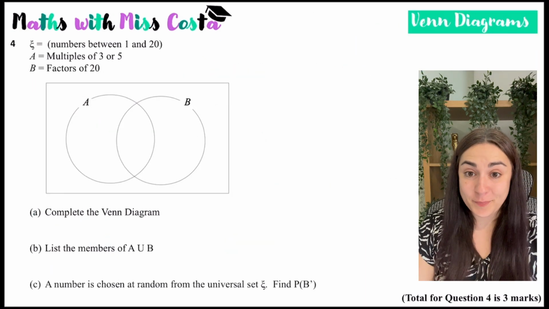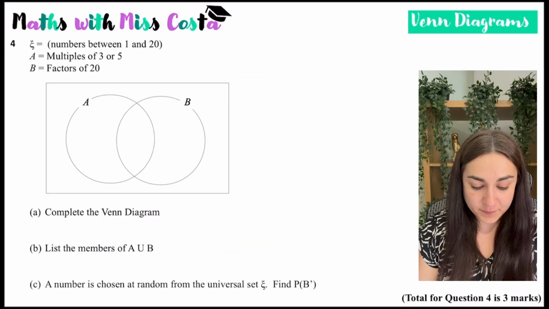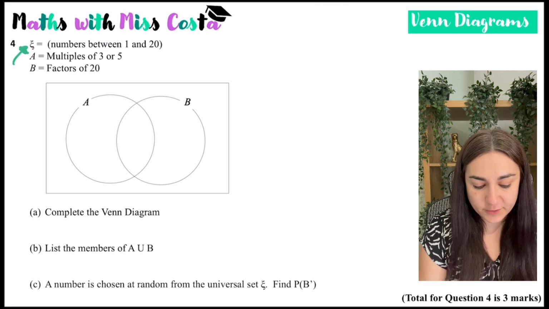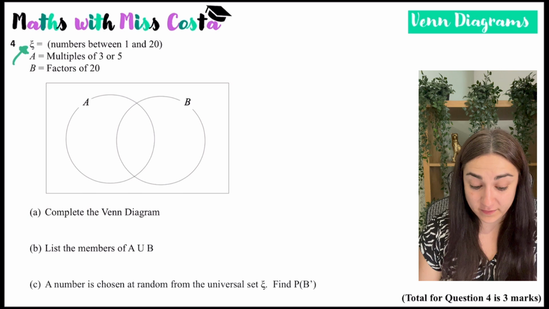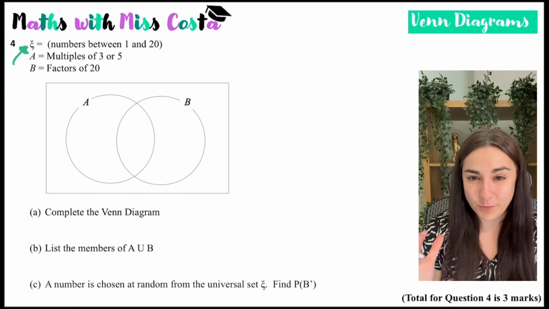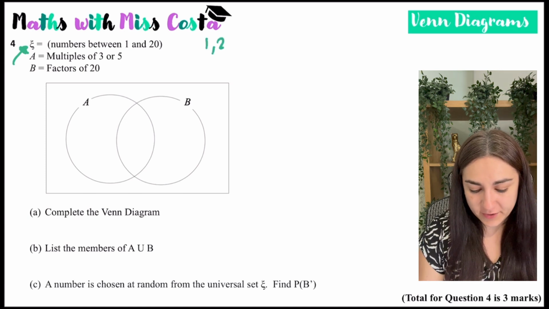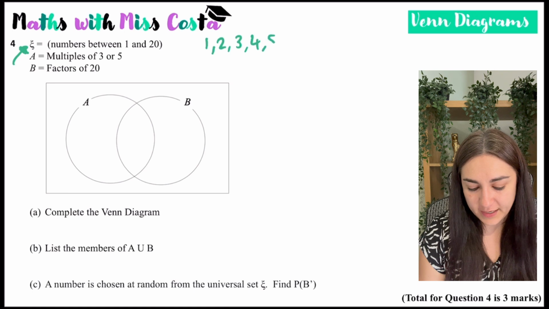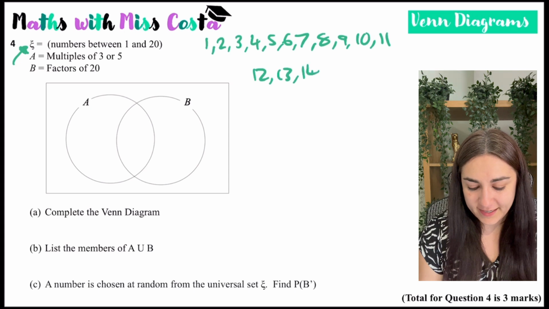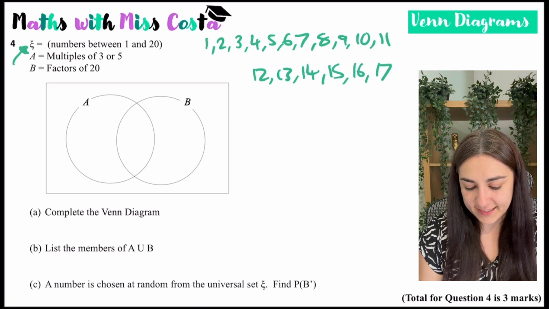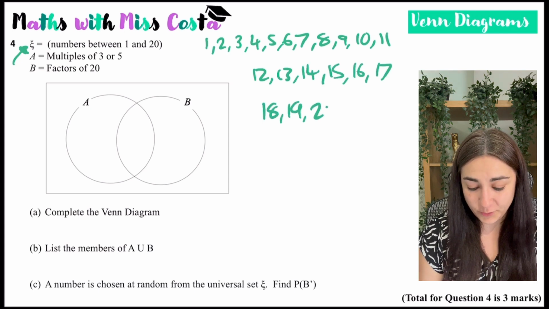Okay, so in this question, I've been given a Venn diagram, and I'm told that the universal set, this strange little squiggly symbol, just means the universal set. It means everything that can possibly be in the Venn diagram. So it's helpful to list out what that is. So numbers between 1 and 20 would be 1, 2, 3, 4, 5, 6, 7, 8, 9, 10, 11, 12, 13, 14, 15, 16, 17, 18, 19, 20.